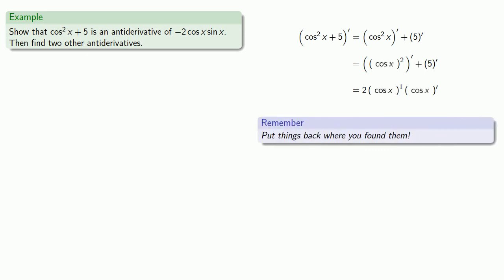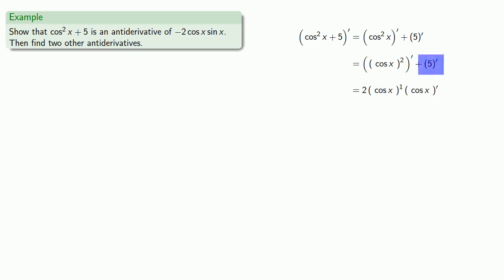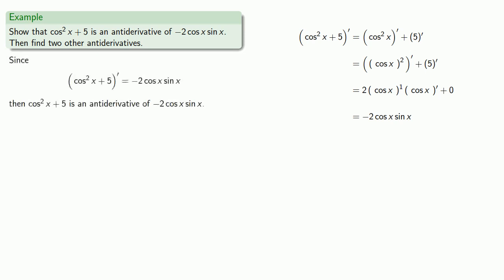Meanwhile, here we want to find the derivative of 5, which will be 0. And we have an unresolved derivative here, the derivative of cos x. And the derivative of cos x will be -sin(x). And so our derivative will be -2 cos(x) sin(x), which is what we want it to be.